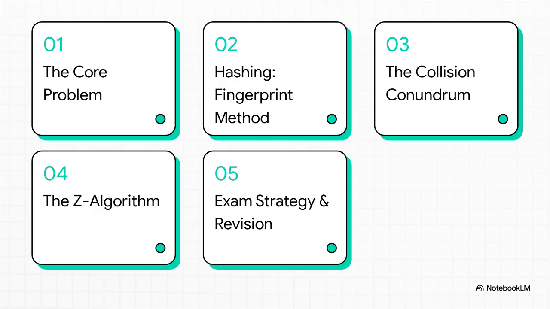So here's our game plan for today. First, we'll set the stage with the core problem we're trying to solve. Then we'll bring in our two main players, hashing, which is like a super fast fingerprinting method, and the Z algorithm, a totally different but incredibly precise approach. After that, we'll dive into the biggest weakness of hashing, the collision problem, and finally we'll put them head to head with some exam strategies so you know exactly what to do.